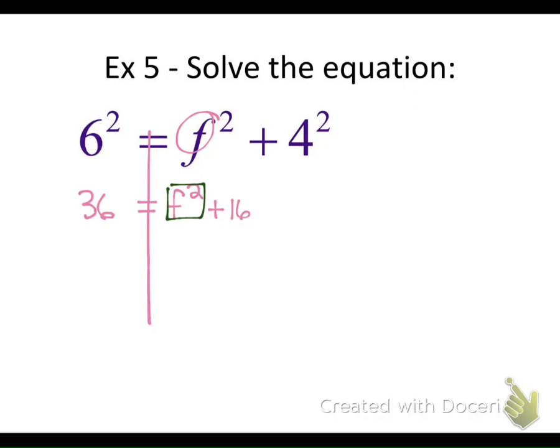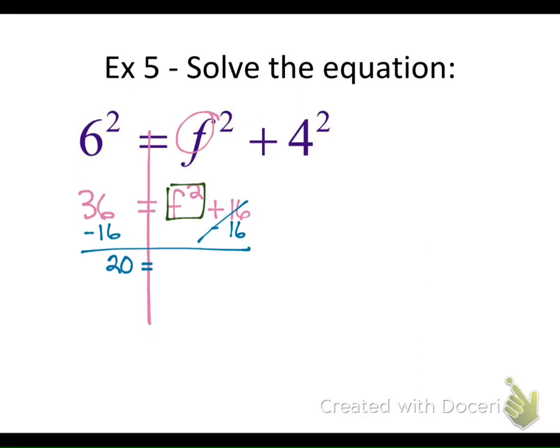If I want to get the square by itself, what do I have to get rid of first? That plus 16. How do I get rid of that plus 16? What's the opposite of plus 16? Negative. Okay, what did you get then, Jalen, when you took 36 minus 16? Not negative 20, but 20. Okay.